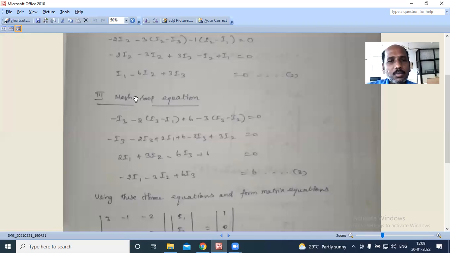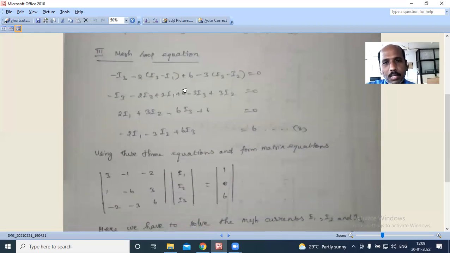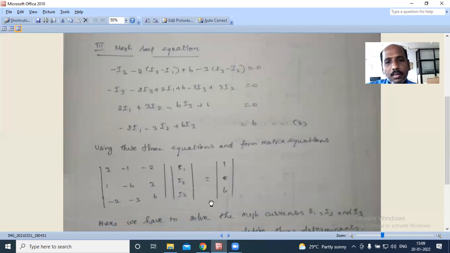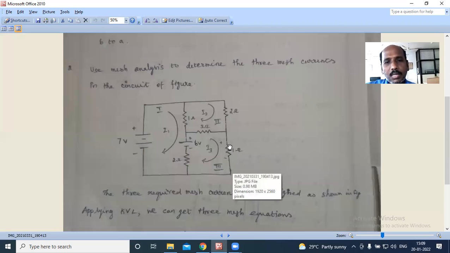And the third mesh, you apply KVL for mesh 3. Here also, with the help of the circuit, I am going to form the equation. First one is the 1 ohm resistor. Let us start from here. The mesh 3, I am starting here. Just you take from this point, then the 1 ohm resistor, then there is no element, then the 2 ohm resistor, then the battery, then the 3 ohm resistor, and finally end at the same point. That is what the third mesh is.